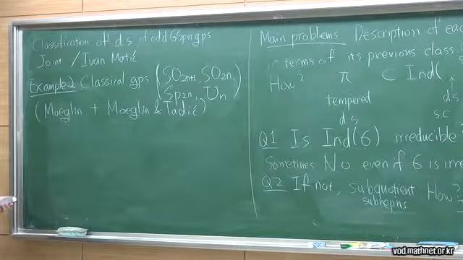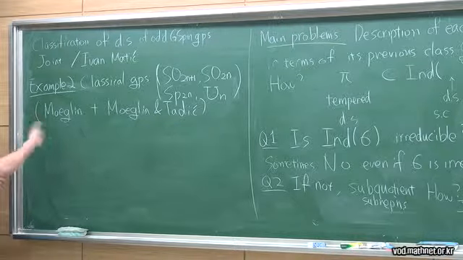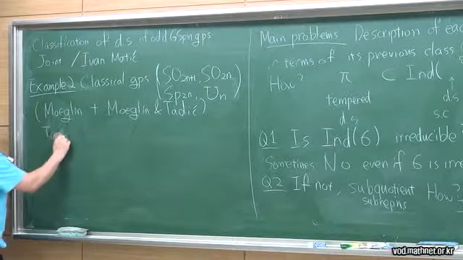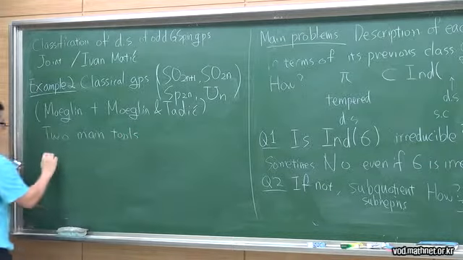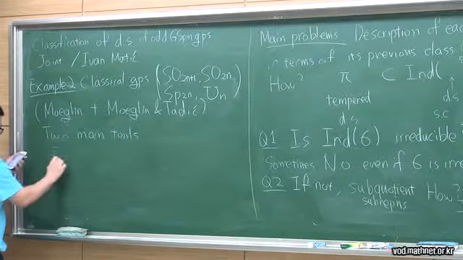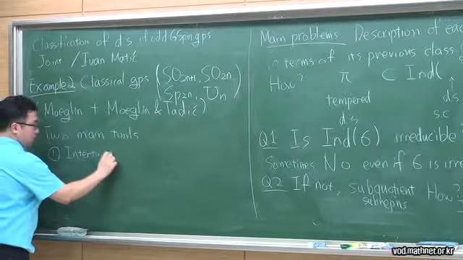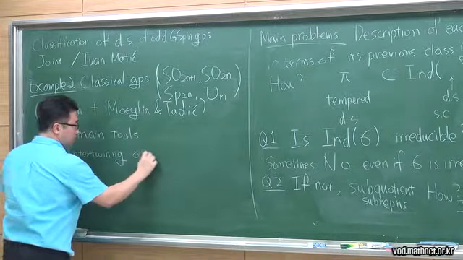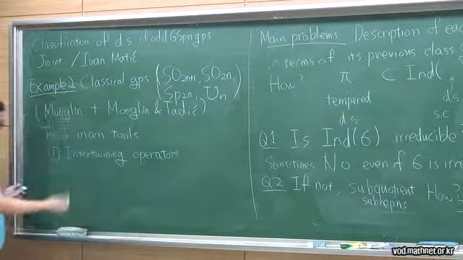Okay, and I'm not going to write down the structure of this one because it's a little bit complicated. I'm going to just mention the two main tools in the proof of the case of classical groups. The first one is the theory of intertwining operators. I will briefly explain what it means.